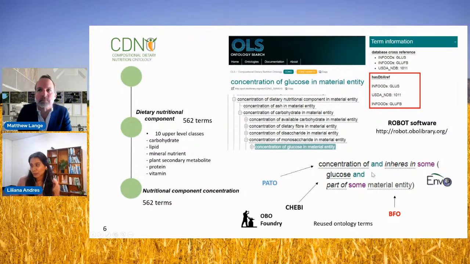So, for example, we use concentration from the PATO ontology, and then glucose from ChEBI, which has already described all the chemical components, and the material entity from BFO. So this is great because it makes ontologies in the OBO Foundry interoperable. It's a big community as well, and everybody's willing to help and to support. And if you have any questions about methodology, it's also great to be part of the team of the OBO Foundry.